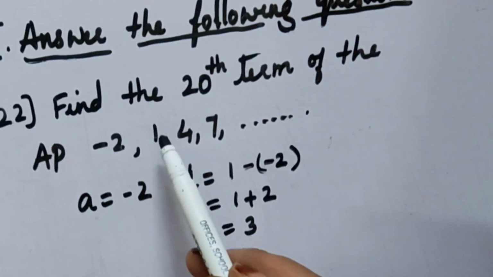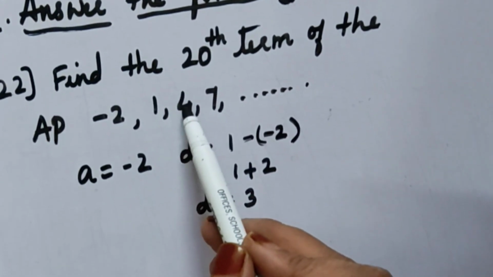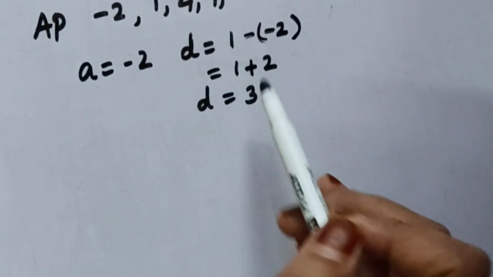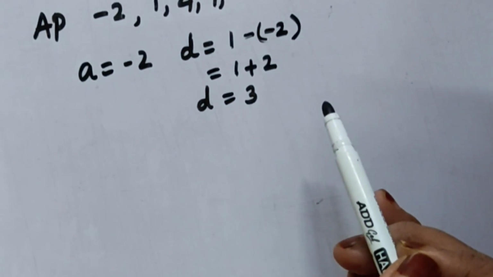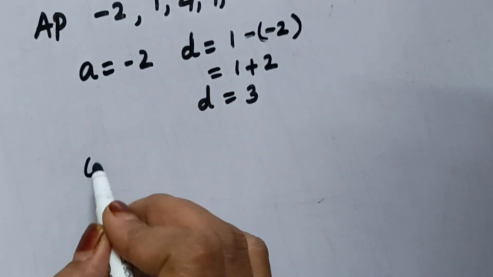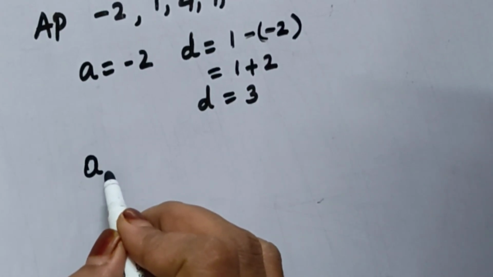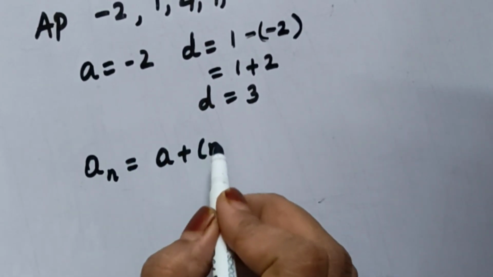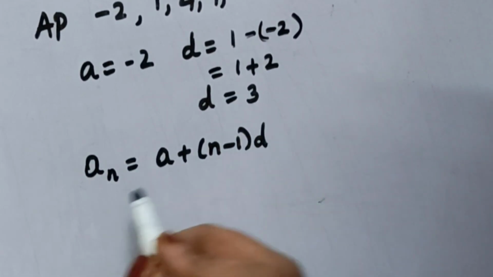Even you can try with the third term and second term. 4 minus 1 is 3 as well. 7 minus 4 is also 3. Okay, now we need to find out the 20th term. So an equals to a plus n minus 1 into d.